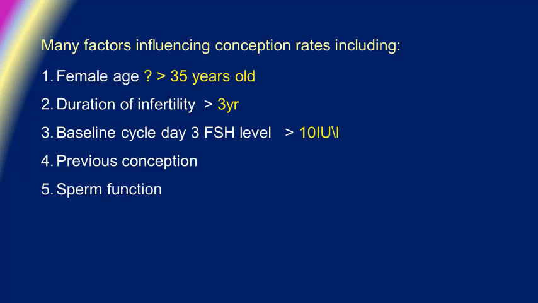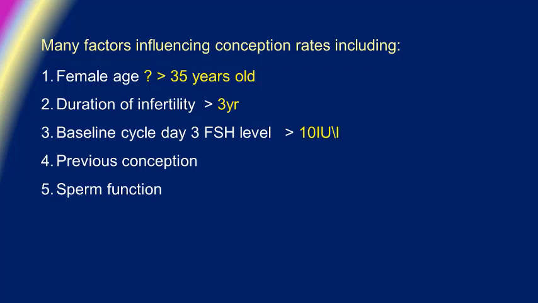First of all, there are many factors affecting the conception rate. Those factors are female age. Female age is a very important factor affecting female fertility, while more than 35 years old is liable for infertility than younger female. The duration of infertility, more than 3 years, affects the outcome of infertility adversely.